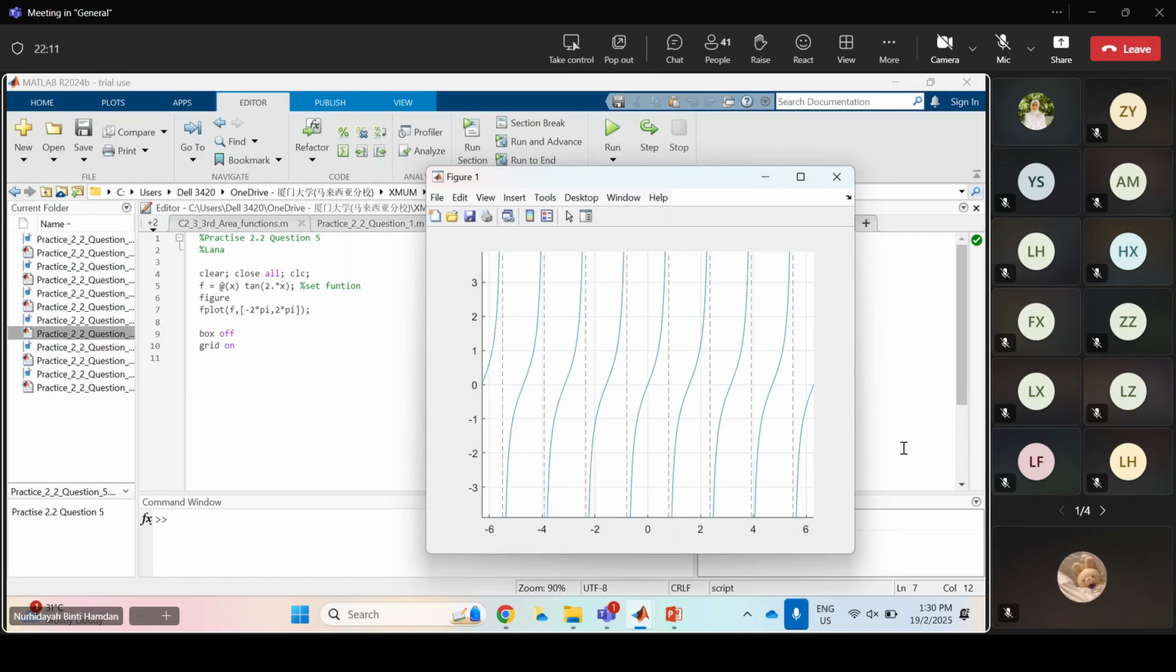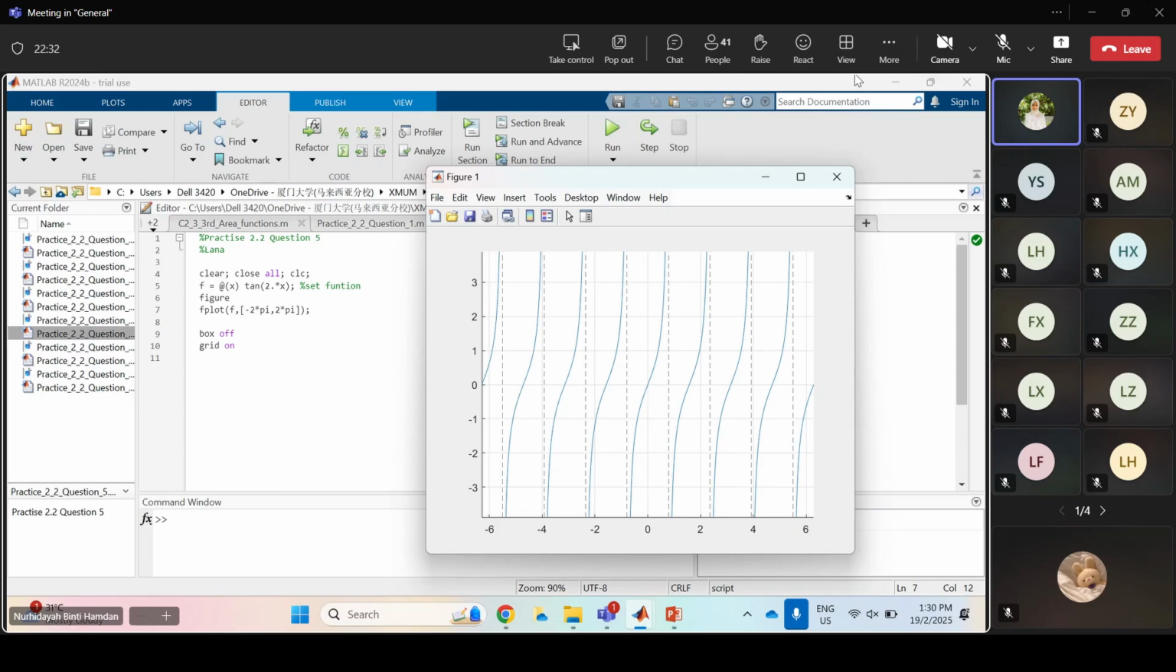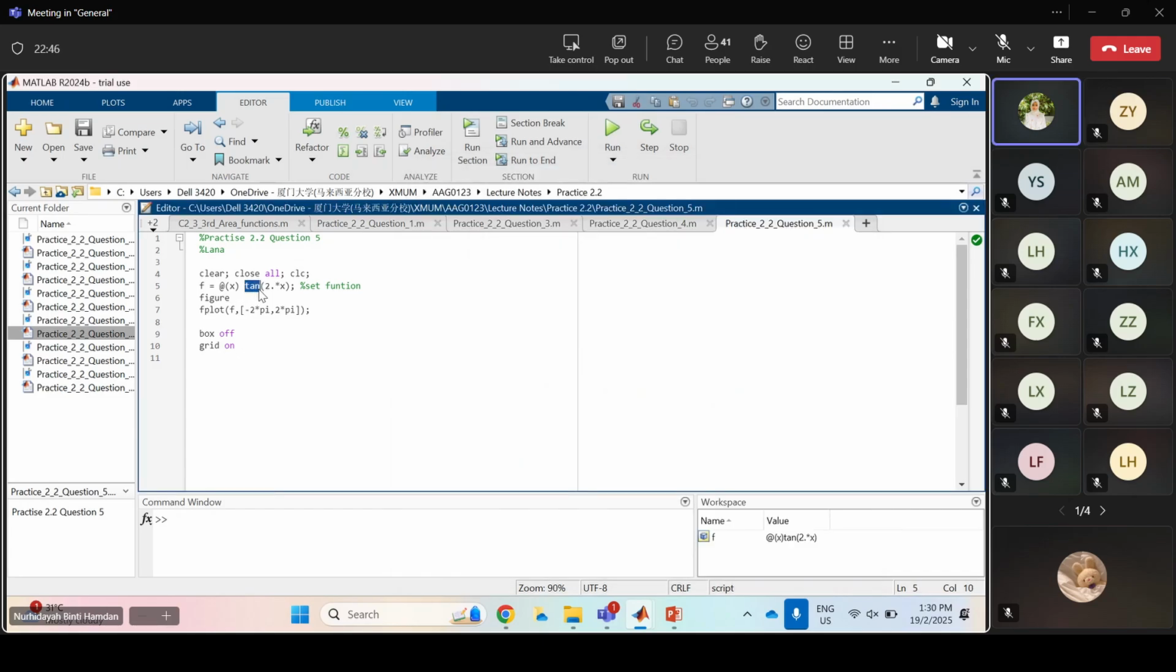Easier, right? This one is easier. You don't need to do looping. For question 6, we do absolute cosine x. You use the same function like this, but instead of tan, we use cosine, then add the absolute function in your question.